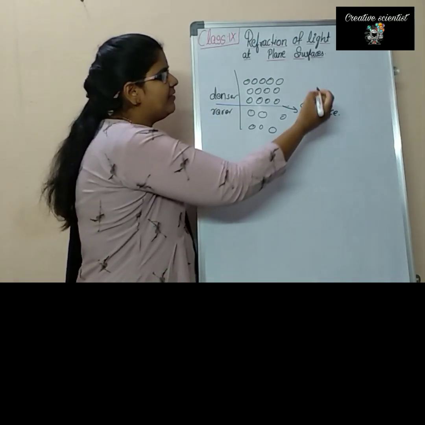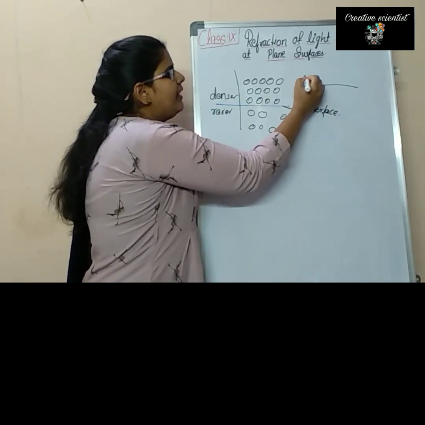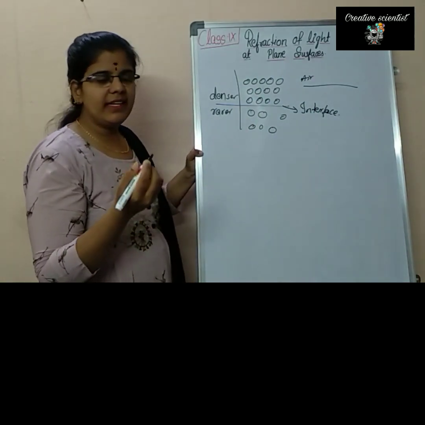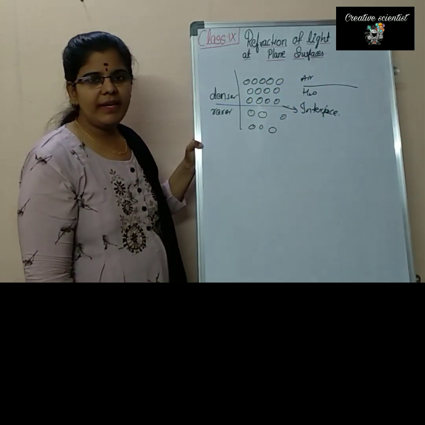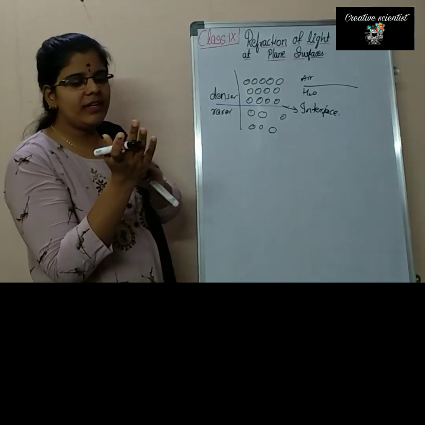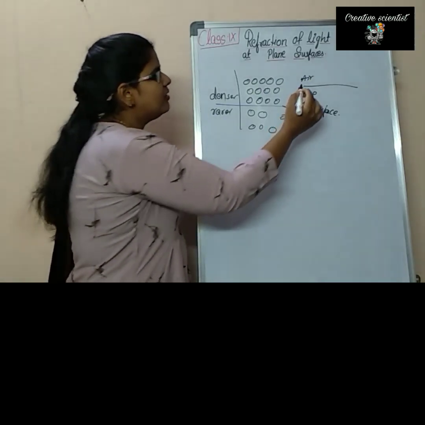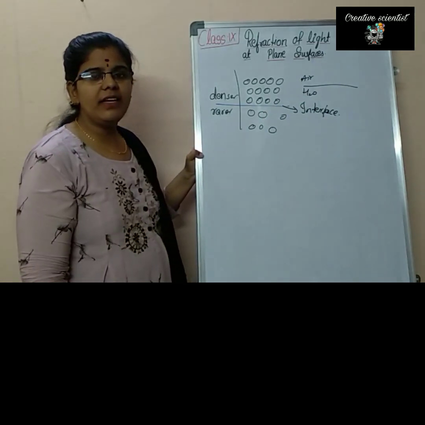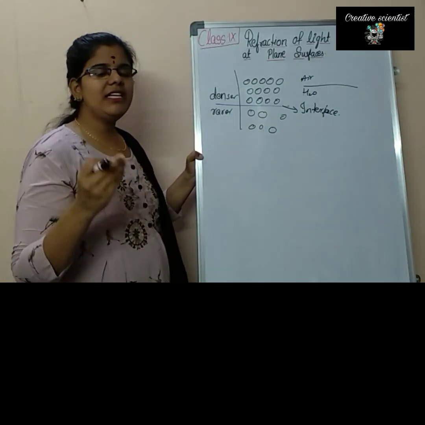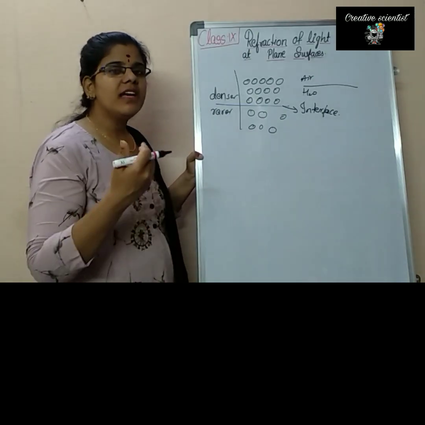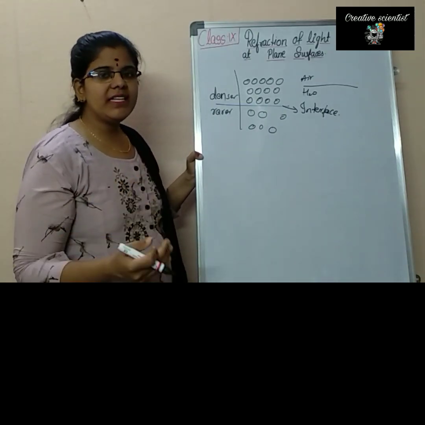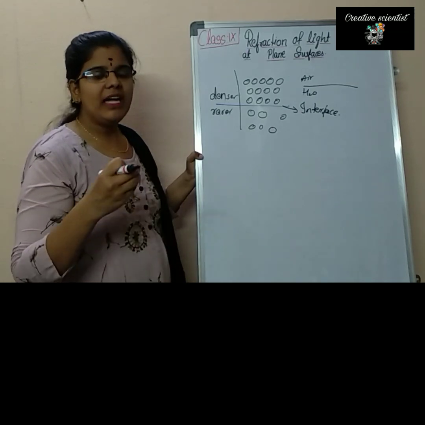Now let us take one simple example. Air is the rarer medium and water is the denser medium. The point where water and air meet, we say it is the interface. When the light is moving from one medium to the other medium, it starts refracting. Refracting is nothing but the bending of the light ray.